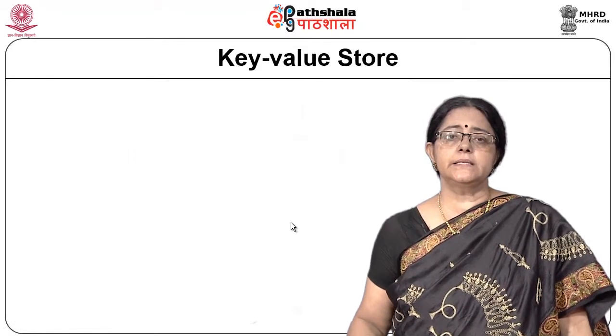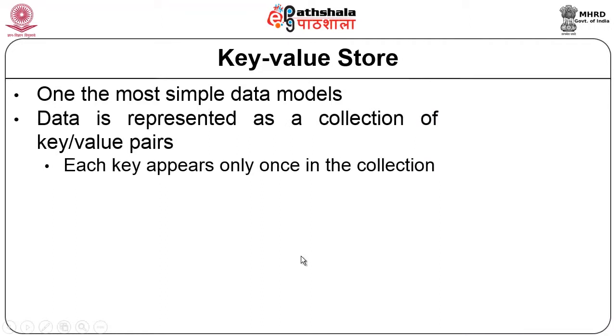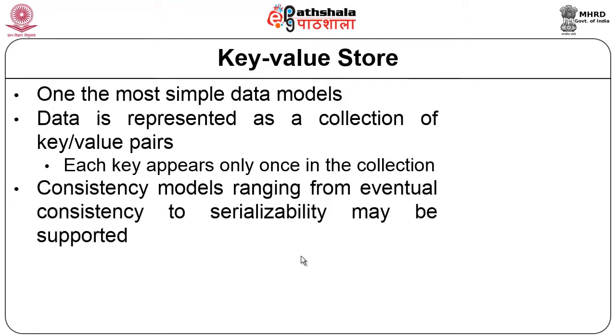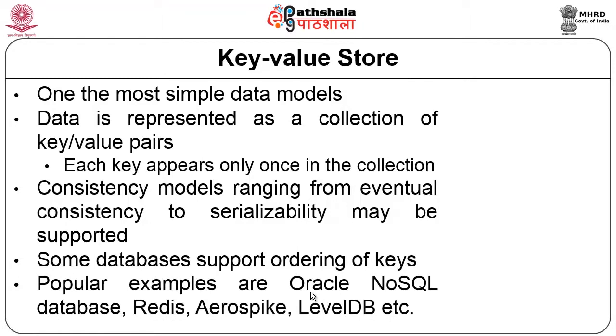The first one is the key value store, where the data is represented using a key value pair. A key is the unique property in the system, and it will have many values associated with it. The consistency model will be eventual, although sometimes serializability or strong consistency can be supported. The databases will support the ordering of keys.